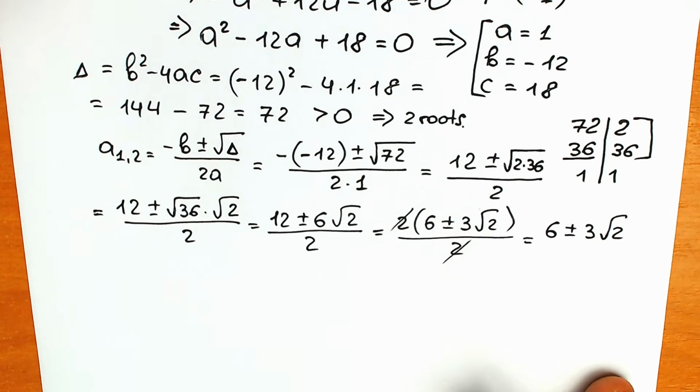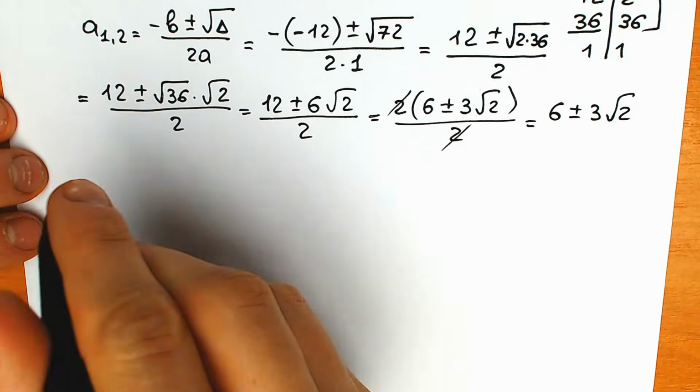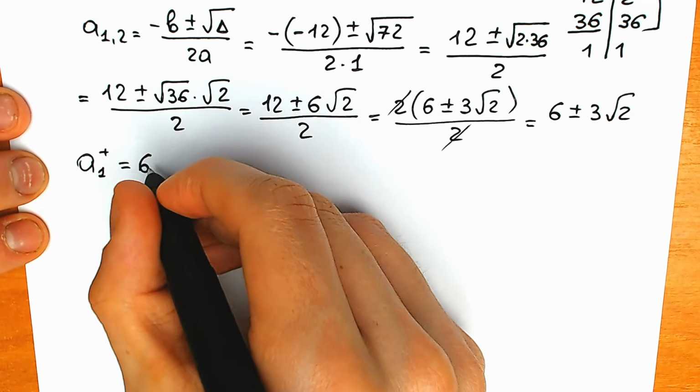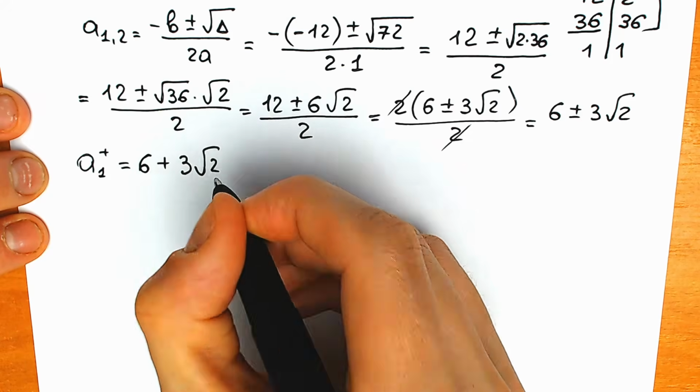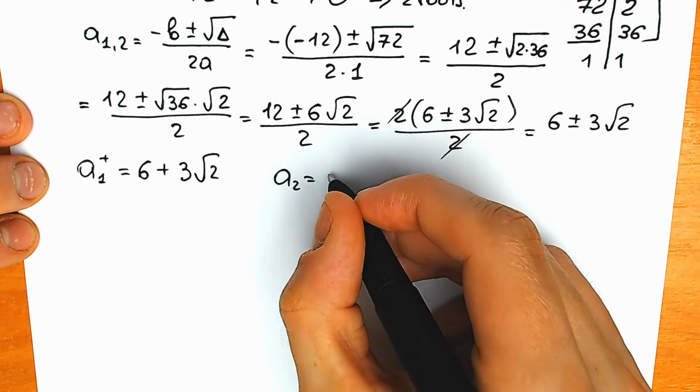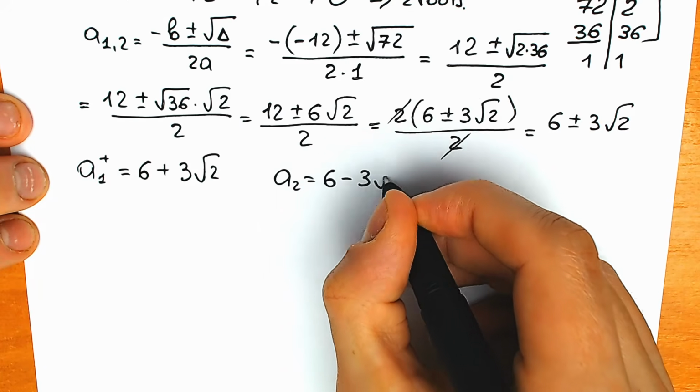Let's write it right here. So our a first and a second. So a first, let's write it with the positive sign, doesn't matter. So 6 plus 3 square root of 2, this is our first root. And the second one, a second, equals 6 minus 3 square root of 2.